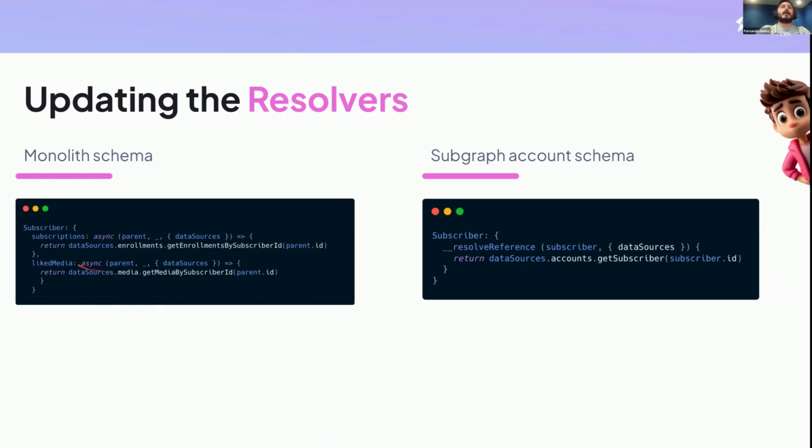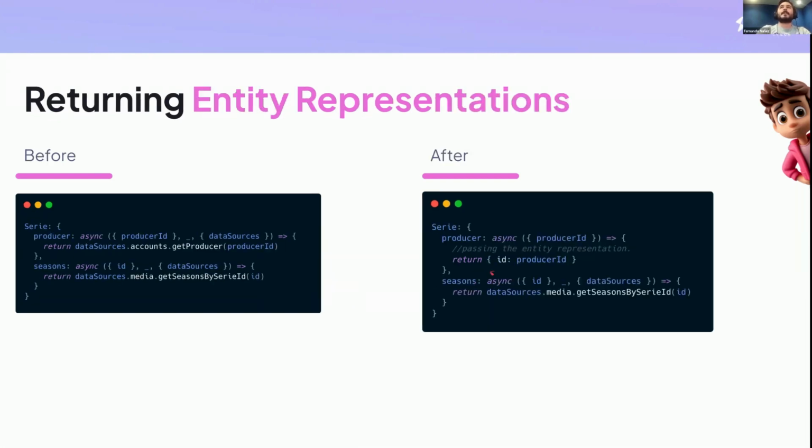And we do something similar for the subscriber. In the subscriber, we know that this field doesn't belong to the account, so we keep it in the monolith, but we still need to define the resolve reference, so that the router knows to get this information from the subscriber, and we should be able to get it correctly.